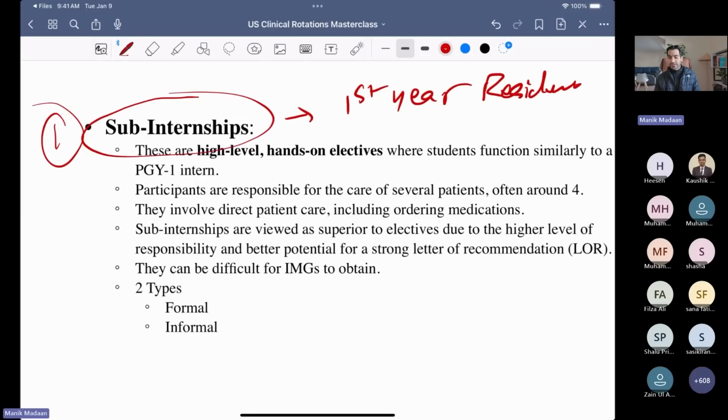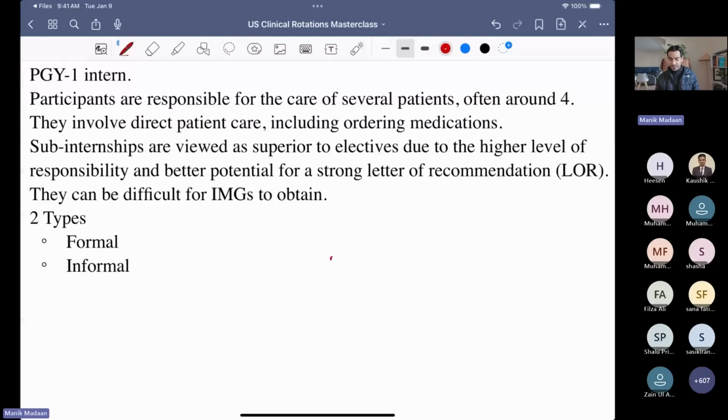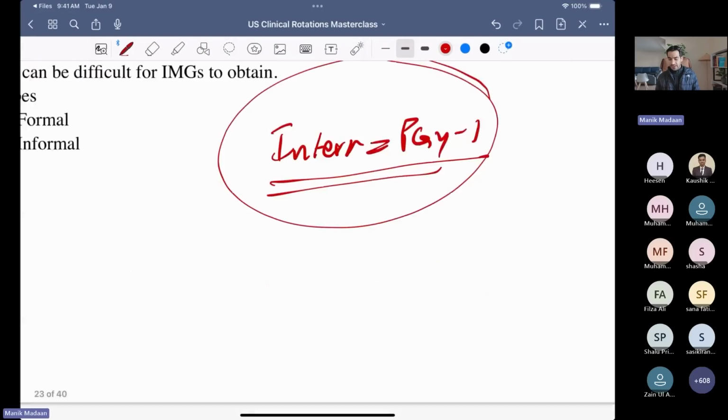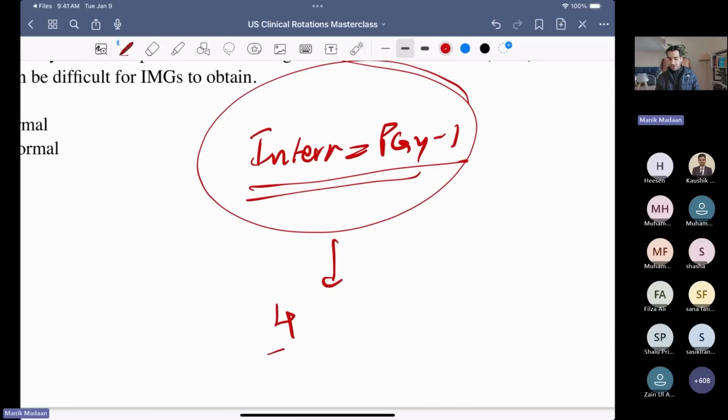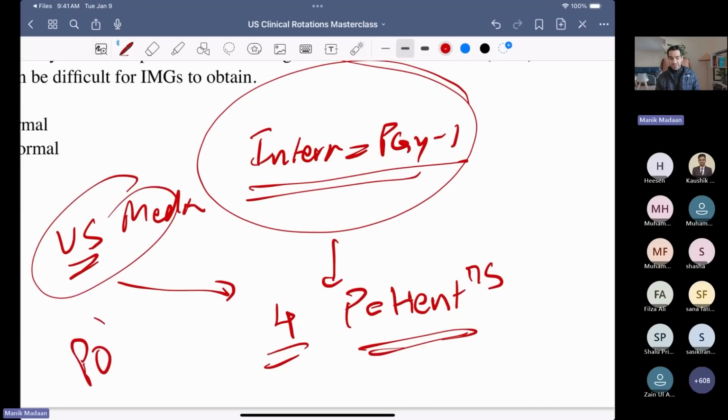So when you're working as a first-year resident in the US, you have a patient panel under you. For example, if I'm an intern, intern is first-year resident, PGY-1. If I'm working as an intern, I have to independently take care of at least 4 patients by myself. Every US clinical student that you'll find in US medicine, DOs, Caribbean students who go to Caribbean schools, almost all of them have this built into their curriculum, which is their 3rd or 4th year.